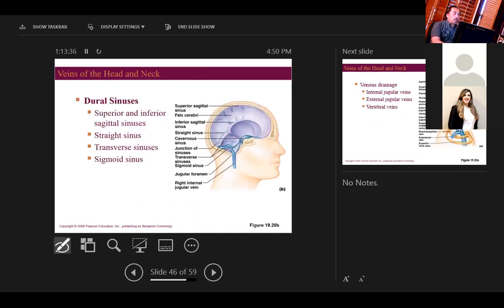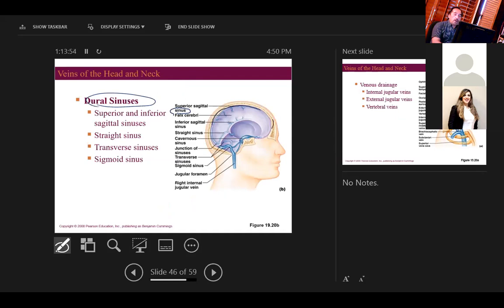These are called dural sinuses. A dural sinus is actually not a blood vessel. It's just like two layers of dura mater producing what we call a hole, a sinus. That's the reason why we call it a sinus instead of a vein.